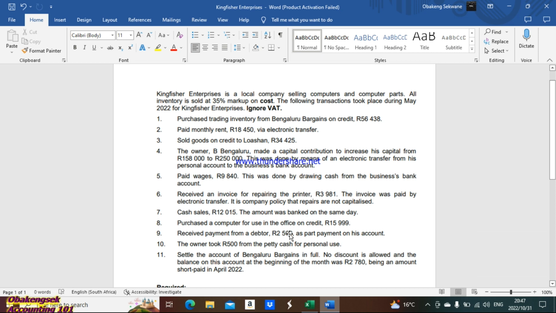We have the last transaction, number 11. Number 11 says settle the account of Bangalore Bargains in full. No discount is allowed, and the balance on this account at the beginning of the month was 2,780, being an amount short paid in April 2022. So we are going to settle an account of who is it? Bengaluru. This is our creditor, the person that we owe. We're going to pay them in full.